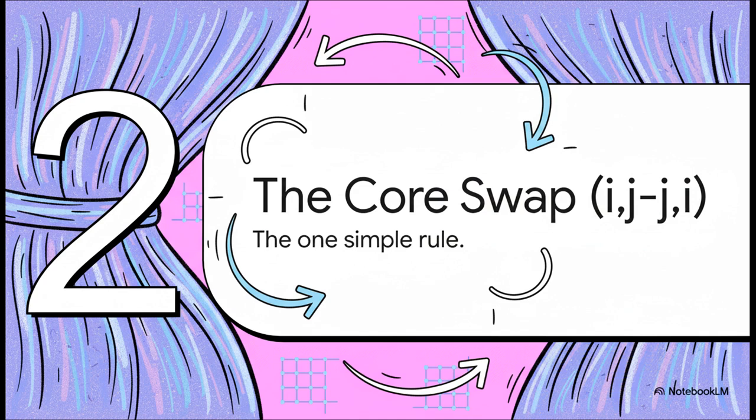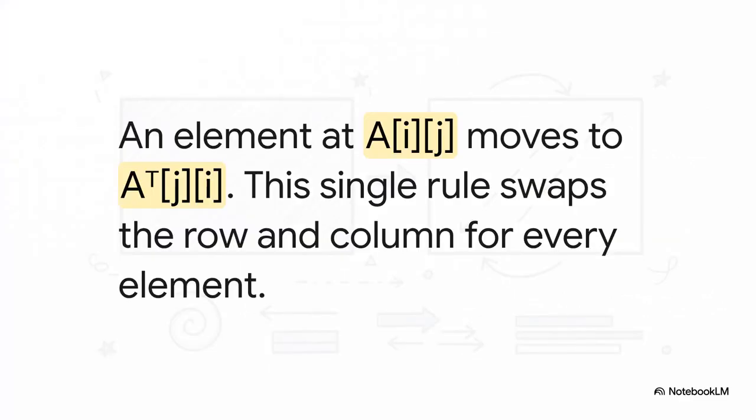And now, let's pull back the curtain and see the magic. It all boils down to one single, incredibly simple rule that tells every single number exactly where it needs to go. This is it. This is the golden rule: an element that's sitting in row i and column j of your original matrix is going to end up in row j and column i of the new transposed matrix. You just swap the indices. That's the entire logic right there in one little formula.